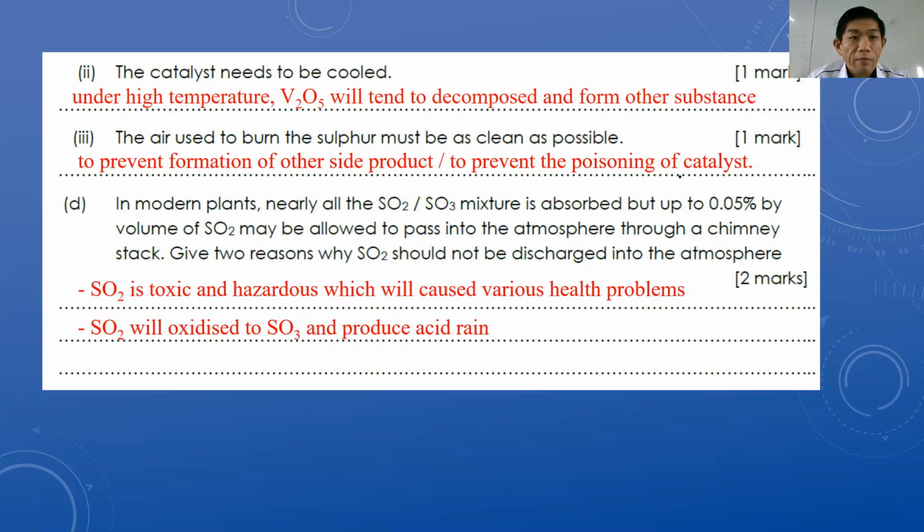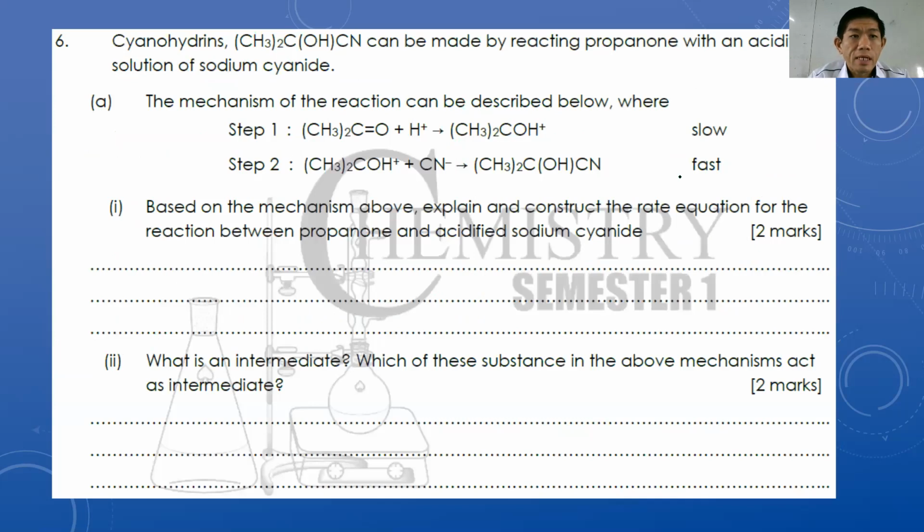That is it for now for question number 5. Immediately we go to question number 6. Cyanohydrin (CH3)2COHCN can be made by reacting propanone with an acidified solution of sodium cyanide. The mechanism of the reaction can be described as below: (CH3)2C=O + H+ gives (CH3)2C+OH. This is a slow step. Then (CH3)2C+OH + CN- gives (CH3)2COHCN, a fast step.